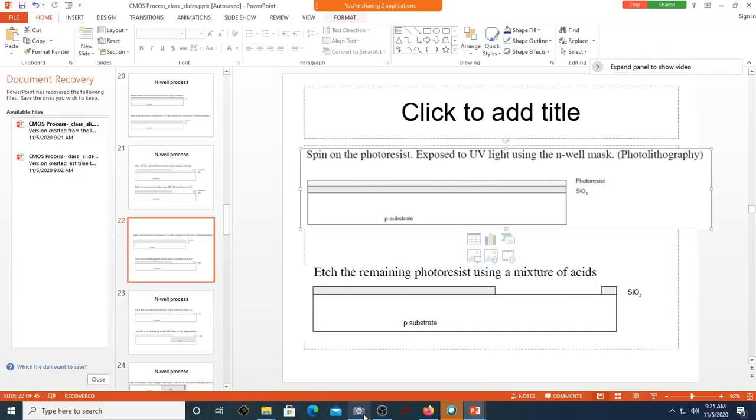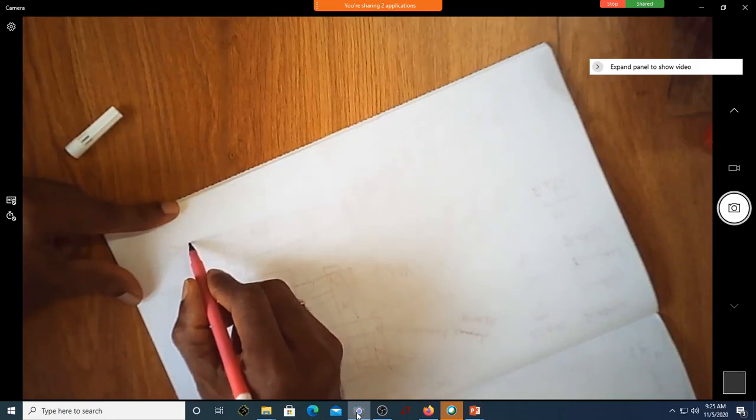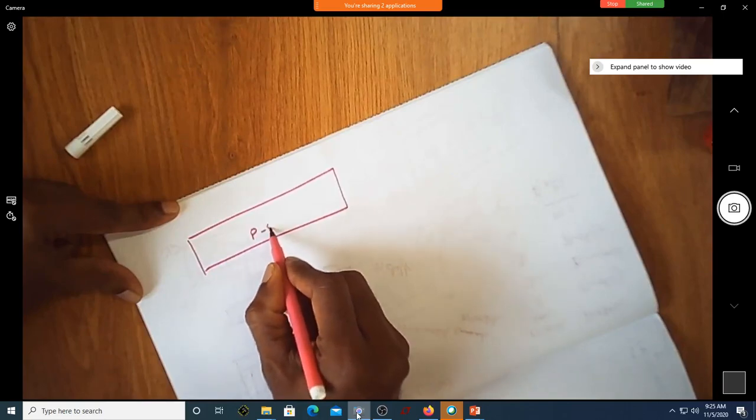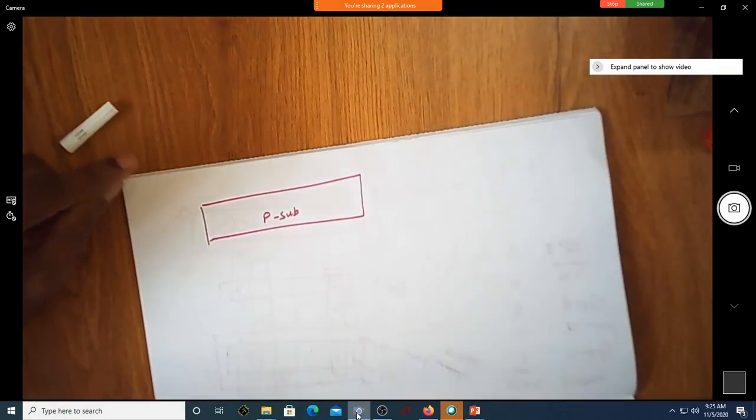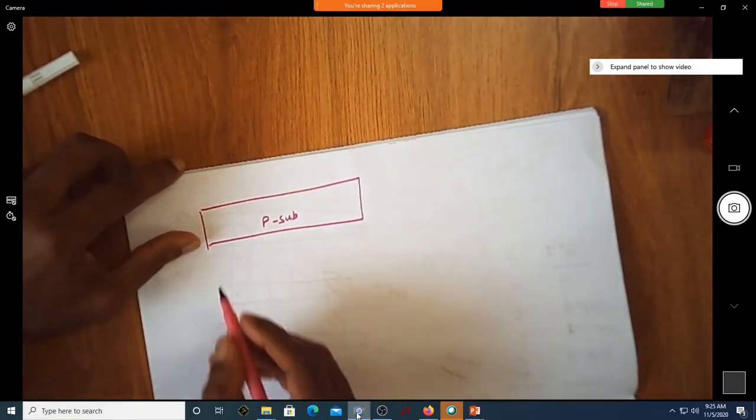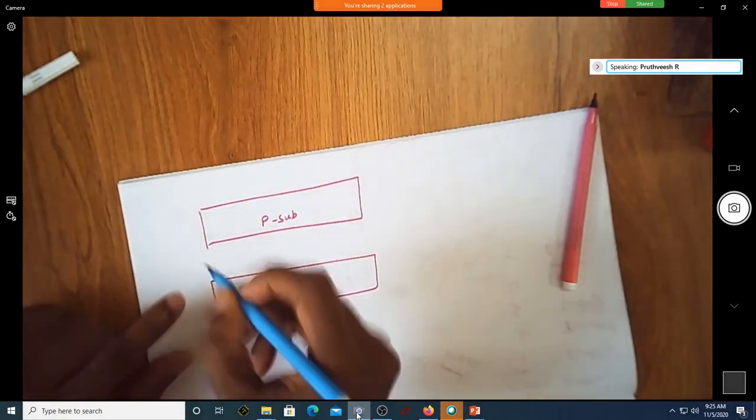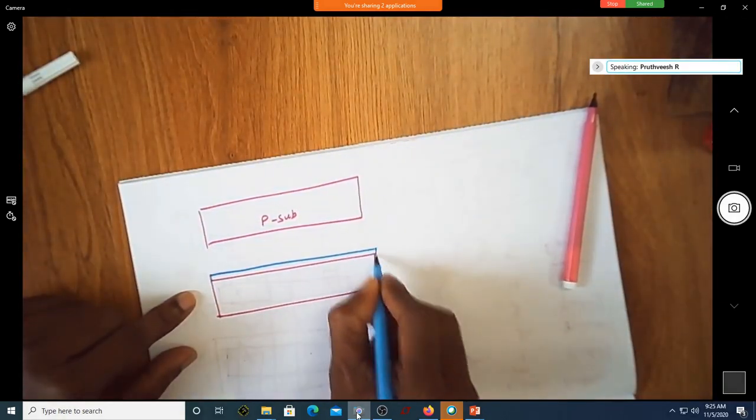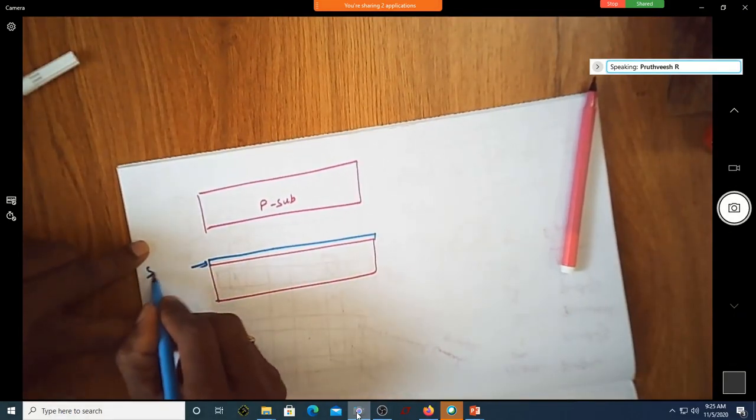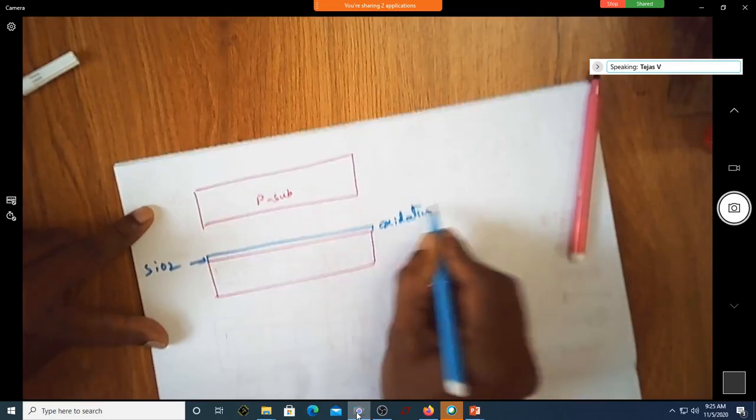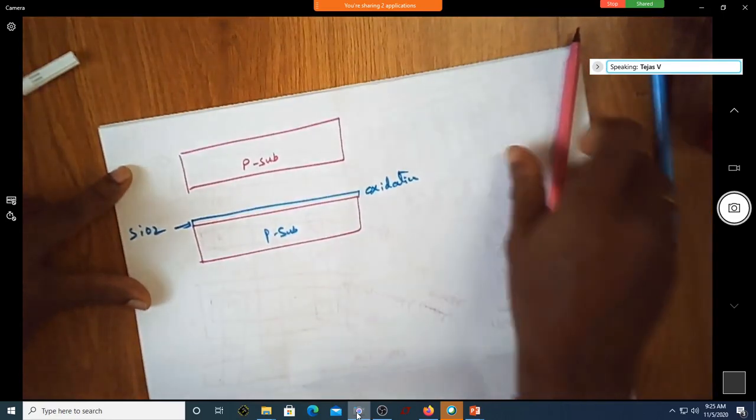This is important. If you can get hold of this, then the rest of the thing is very simple. So what I'll do first is this. We have this P substrate, correct? Next, on this P substrate I will have an oxide layer, SiO2. The process is oxidation. This is the P substrate. Correct? Next, what do you do?